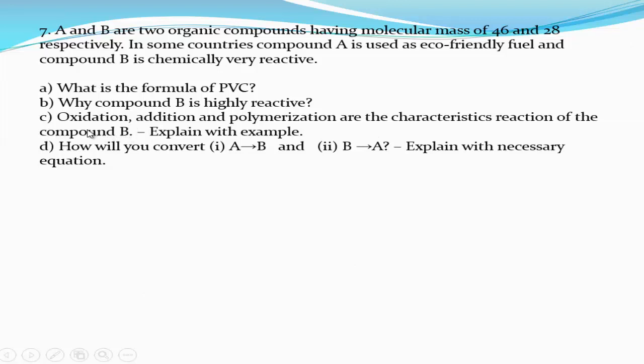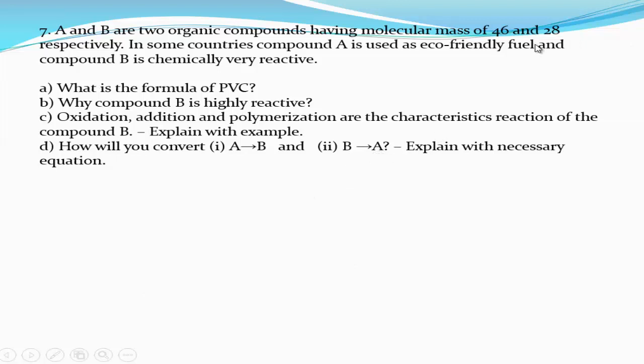That means, as described in your book, the addition reactions of B, ethene, are addition with water or addition with hydrogen. Oxidation means the reaction of potassium permanganate solution with ethene. Polymerization you know. So you just have to explain these three types of reaction with equations. How will you convert A to B? A to B means ethanol to ethene, directly reacting with sulfuric acid.